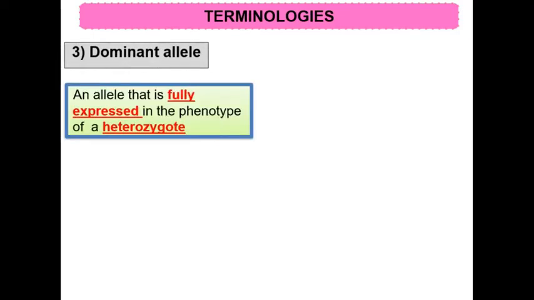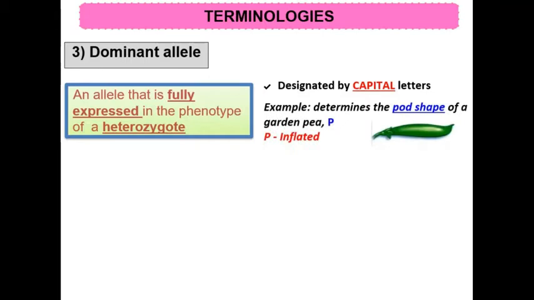Dominant allele is an allele that is fully expressed in the phenotype of a heterozygote. It masks the effect of other alleles paired with it, shown by capital letter. For example, dominant allele that determines the pod shape of garden pea, capital P for inflated pod shape.